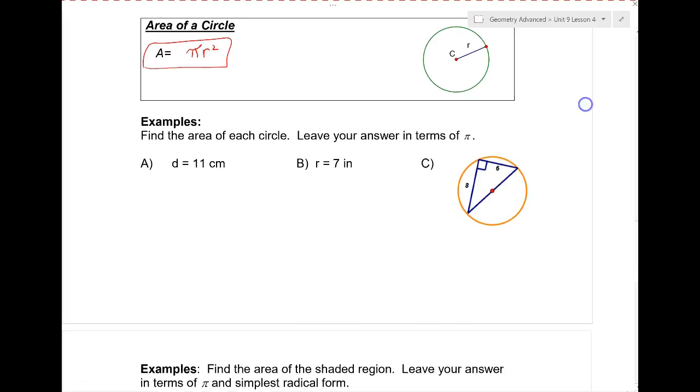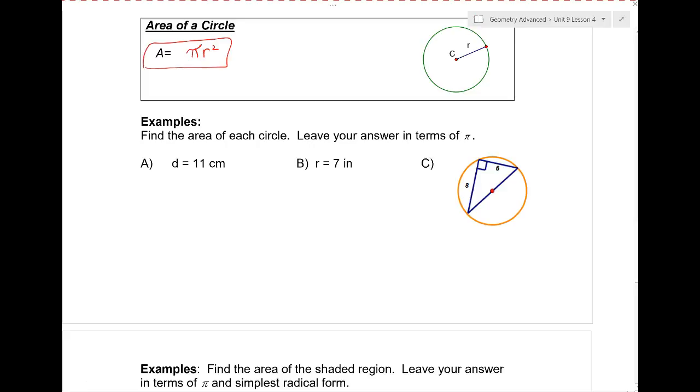All right, now we're just going to do lots of problems with this. And guys, this isn't hard, but you just need to make sure that you're looking for the radius. That's the one piece of information you always need. So on the first one, it says, find the area of the circle, leave your answer in terms of pi. So again, I'm not asking you to use your calculator. If it says to use your calculator, remember to use the pi key.